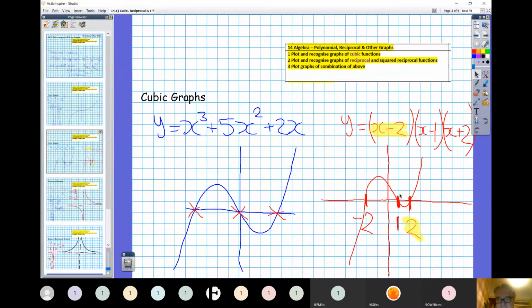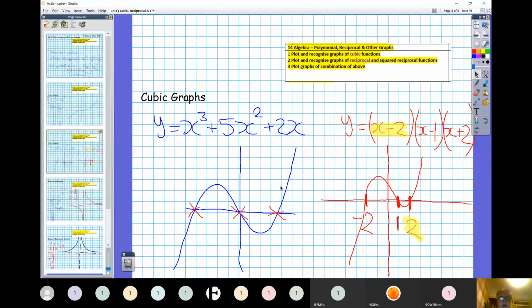So if it's already factorized, just to sketch the shape showing where it crosses the x-axis is pretty straightforward. Clearly, for us to be able to sketch this one properly, we would need to be able to factorize it, which, as I said, we'll learn later. Of course, you could plot it. You could just do a series of x values and work out the y values just to get the general shape.